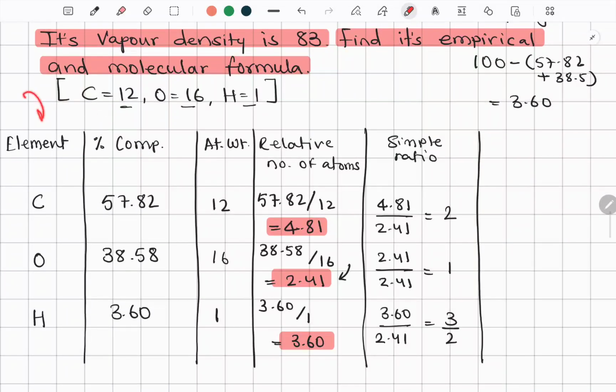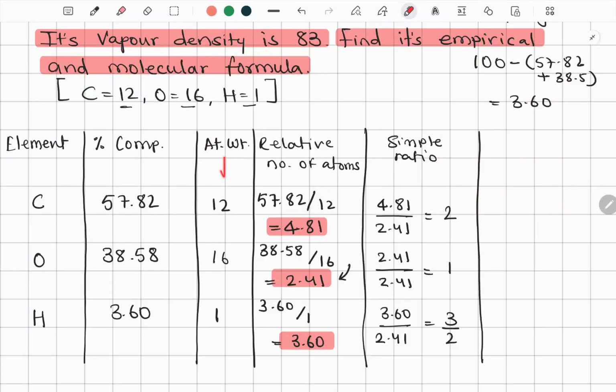We have to make one table. The table has the following columns: element, percentage composition, atomic weight, relative number of atoms, and simple ratio. So what is going to be in all these columns? In the element column, we write down all the elements present in the compound, which are carbon, oxygen, and hydrogen.